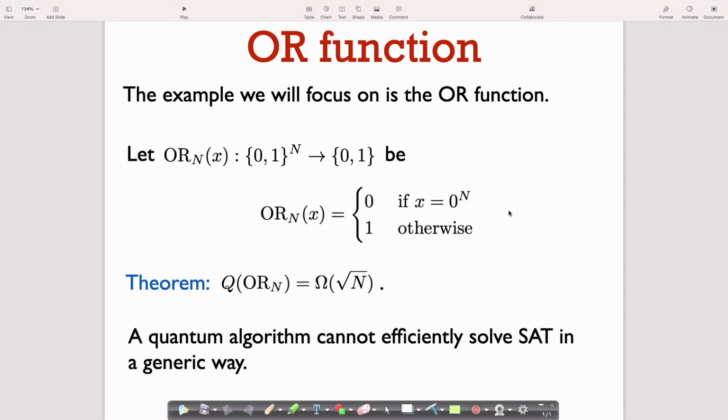And one really interesting consequence of this result is that it means that a quantum algorithm cannot just, in a black box kind of generic way, search through all possible 2^n assignments to a formula on n variables to find a satisfying assignment. So there's not just this generic black box way for a quantum algorithm to efficiently solve the satisfiability problem.